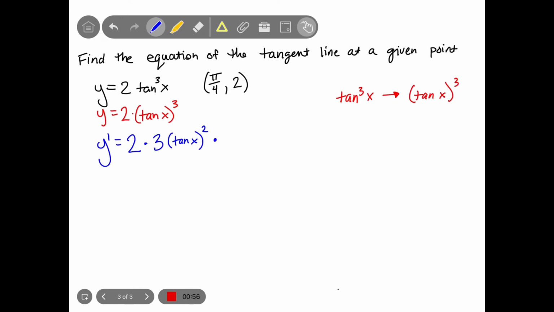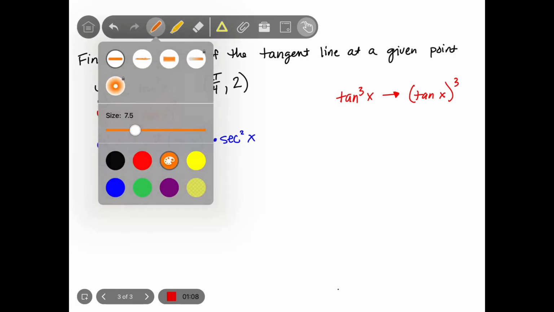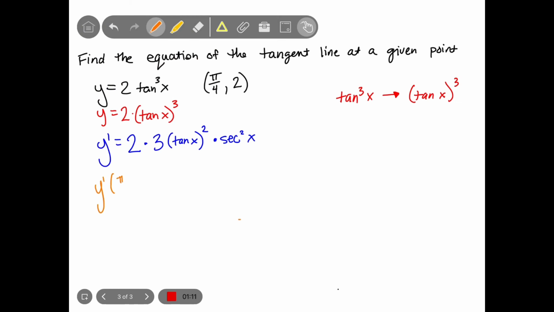Remember my little psst saying? This would give you secant squared of x. Okay, now if I want to write the equation of the tangent line through the point pi over 4, comma 2, I need to know what y prime of pi over 4 is. That will give me the slope of my tangent line. So 6 tangent of pi over 4 squared times secant squared of pi over 4. Wait, I'm going to change how I wrote that. Let's not write it that way. Let's write it as the other power way. Let's make this secant of pi over 4 squared.